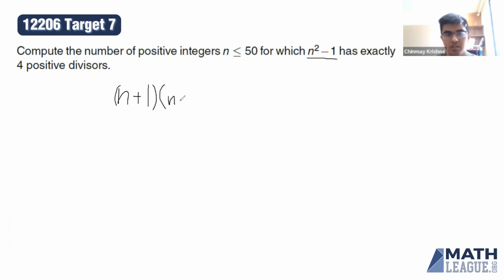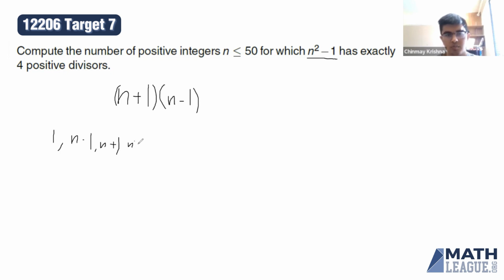So we have 2 of the factors of this number, and the other 2 factors would just be 1. So let's list them out. We already know 4 of the factors: it would be 1, n minus 1, n plus 1, and n squared minus 1.